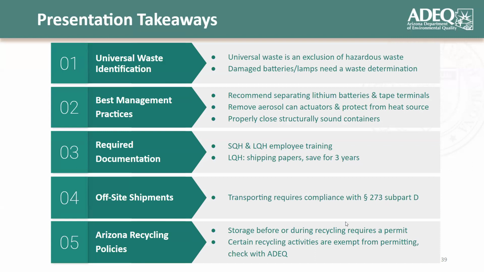So, to recap on the main points we discussed today, it is important to understand that waste batteries, lamps, mercury-containing equipment, aerosol cans, and pesticides are the only hazardous waste that can be managed as universal waste. When you do have these types of waste streams at your facility, and let's say a battery cell gets damaged or a fluorescent lamp is broken, then an accurate hazardous waste determination is required. We talked about the very specific best management practices, as well as the management practices that are required to be in compliance with those universal waste regulations at 40 CFR 273.